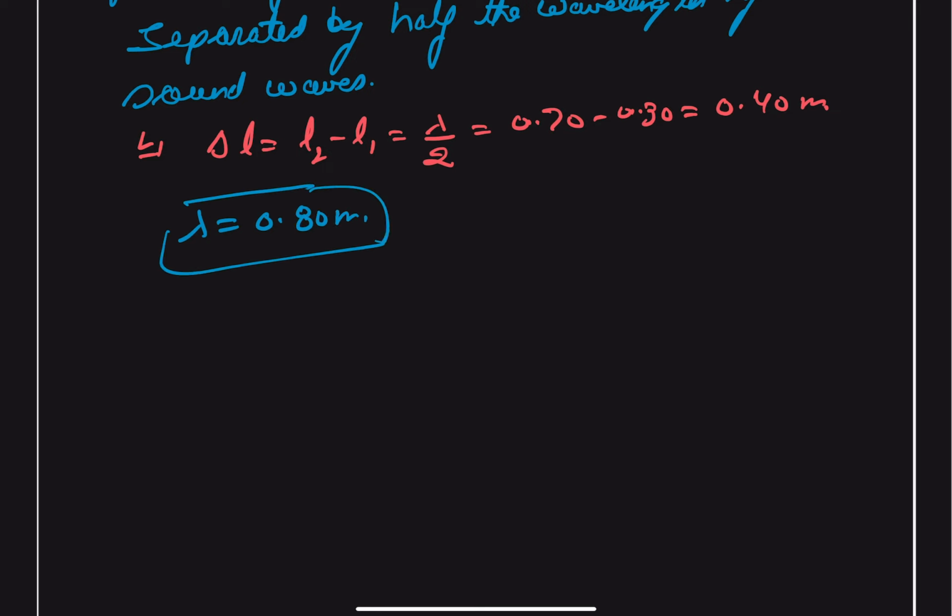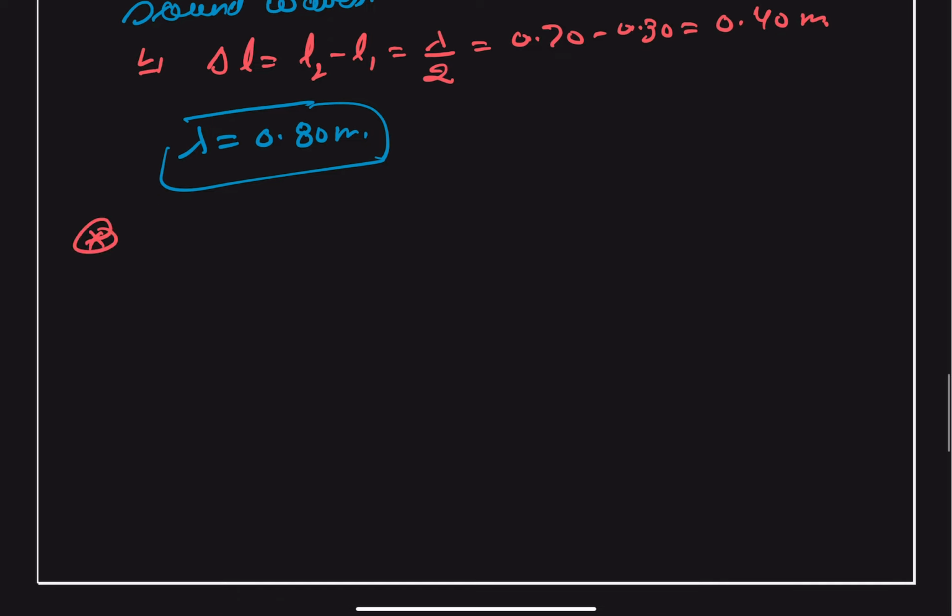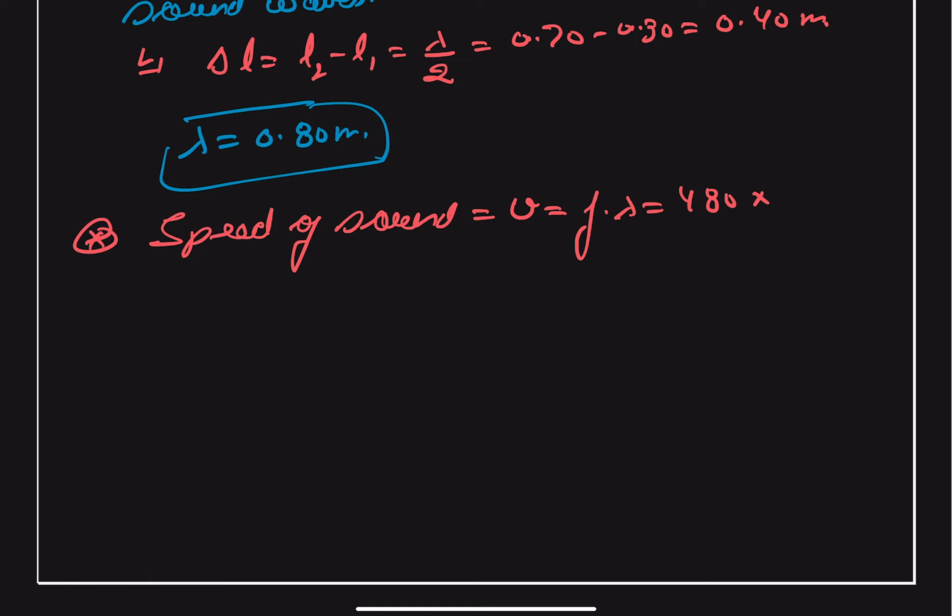So if we found out the wavelength, now we can use the simple formula that velocity is equal to frequency multiplied by the wavelength, that is lambda. So we can say speed of sound V will be equal to frequency multiplied by lambda. Frequency is given as 480 and lambda we found out is 0.80. So we get our velocity will be equal to 384 meter per second.